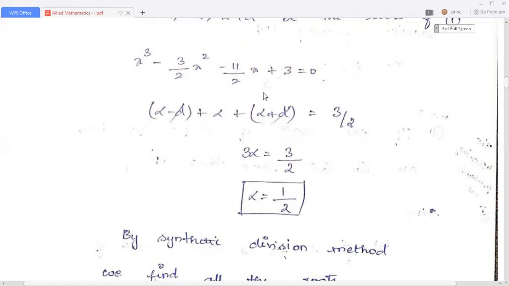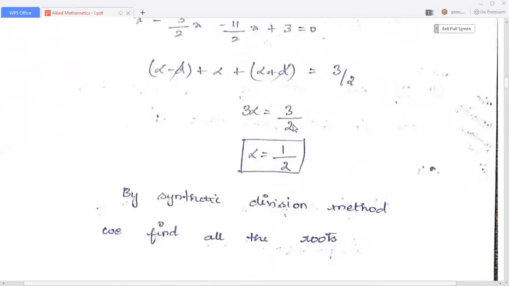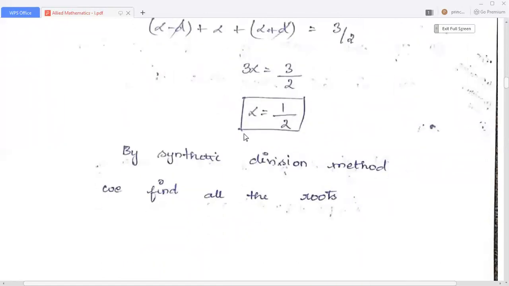Here we write the sum of all the roots, alpha minus d plus alpha plus d plus alpha, equal to 3 by 2. Here minus d plus d get cancelled. So 3 alpha equal to 3 by 2. Therefore alpha equal to 1 by 2. So one root is obtained.